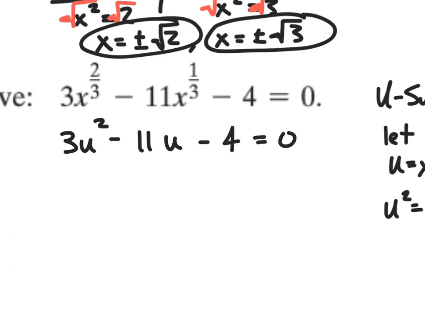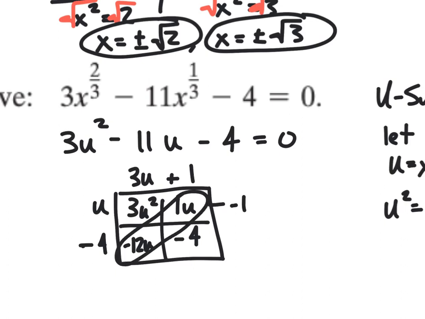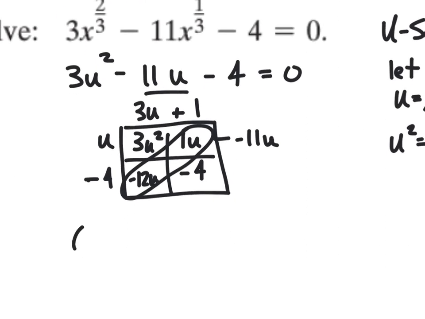Now I want to factor this. Let's do the box method. For 3u squared minus 4, I'm going to do 3u and u. I'm going to put a minus 4 and then a plus 1. So I get 1u and then I get negative 12u. Combine my like terms, and I get negative 11u, which is what we were looking for. So this is going to factor now to 3u plus 1 times u minus 4, and that's going to equal 0.